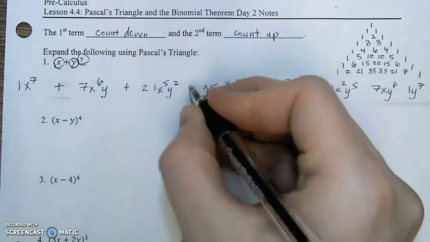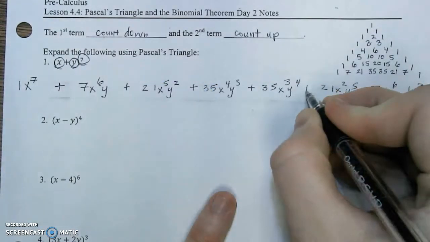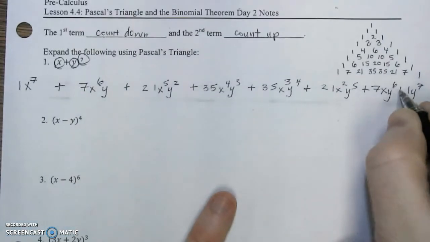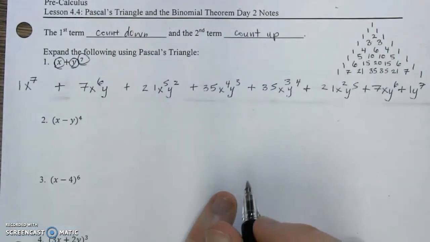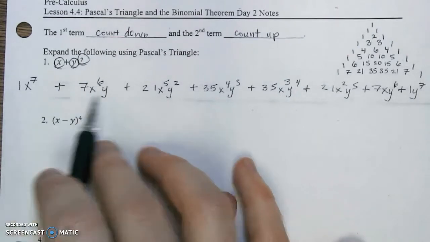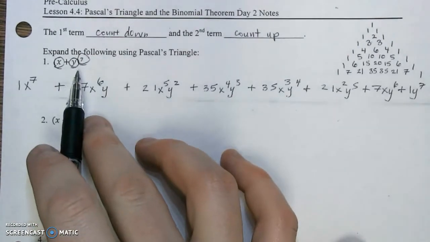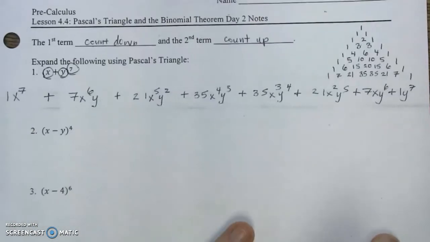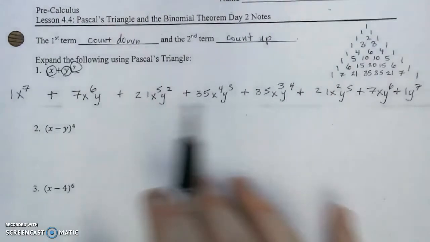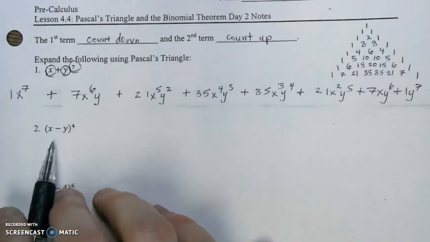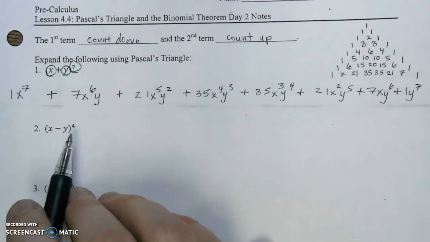So this was much faster than writing it 7 times and foiling all 7 binomials. So if you want to check your work, you could go back and FOIL that 7 times if you really want to, if you don't trust me, but that is what you would get. Let's look at number 2. If you want to pause the video and try it on your own, do that now.